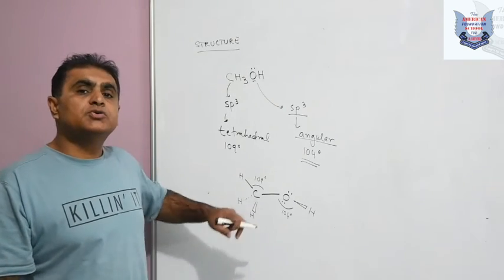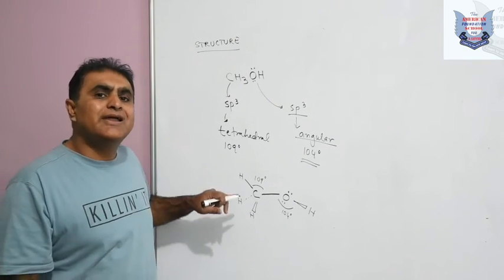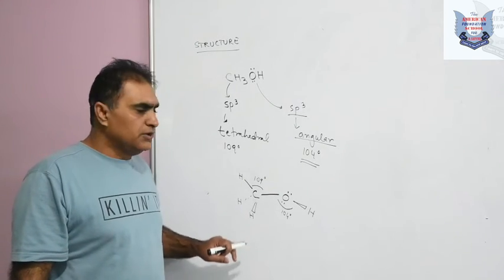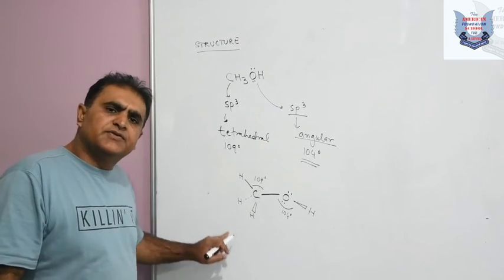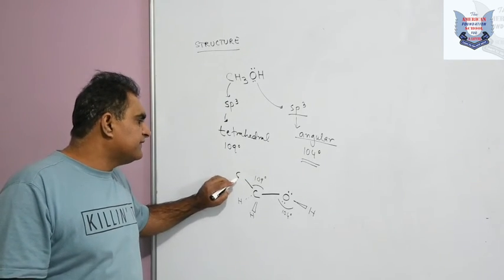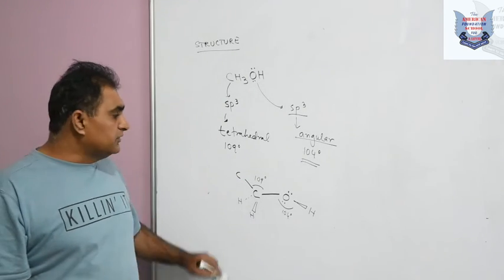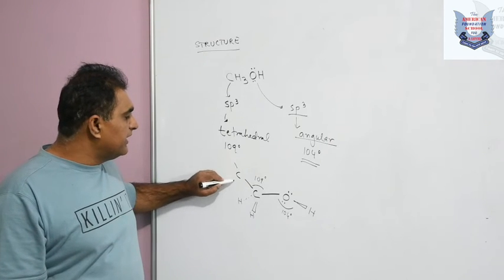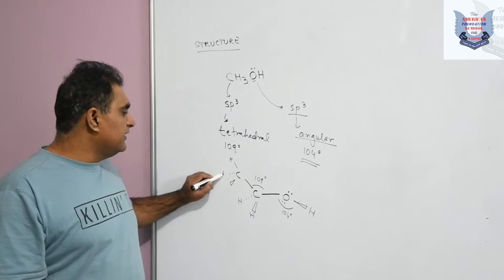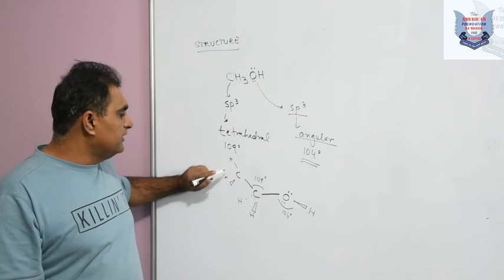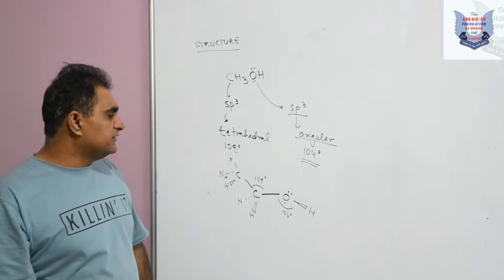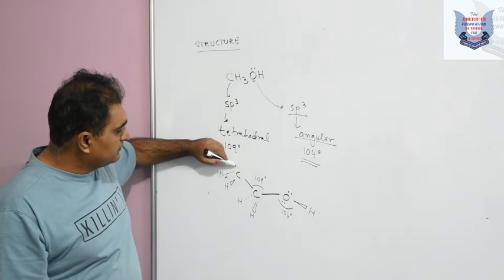Now, if you want to convert this methanol into ethanol, then you know how to do this. You simply replace one of the hydrogens by C. Now this carbon is surrounded by 4 again. So now this is known to be the structure of ethanol. Now this is the structure of ethanol.